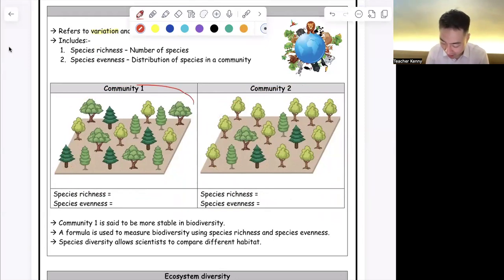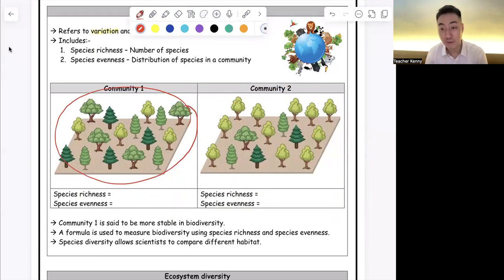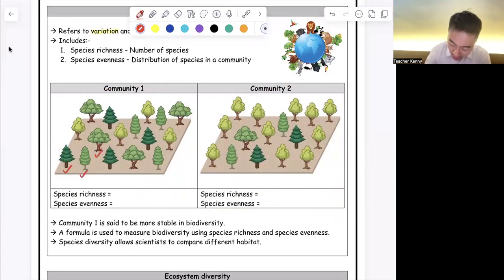Teacher, look here. How many types of species do we have here first? How many types of different plants do we have here? Come, Sanfong and Sheila, come. How many different types? Four, right? One, two, three, four. Four different types. So we're going to say that both richness is at the same level.